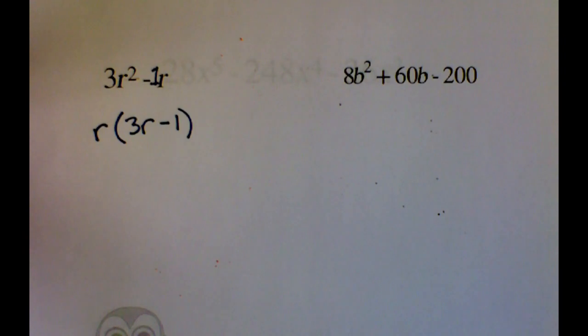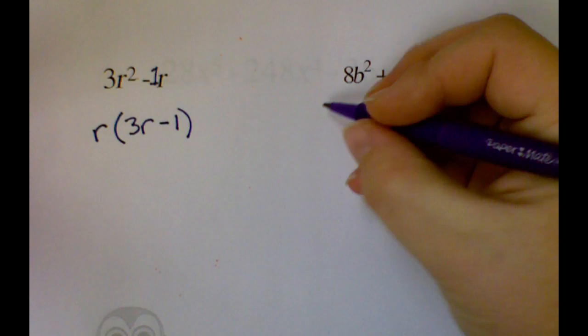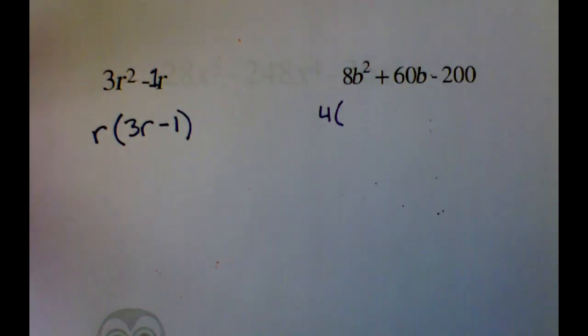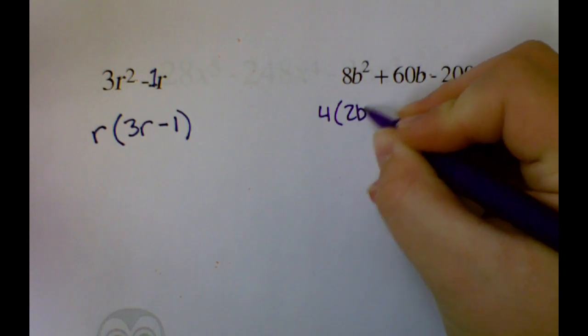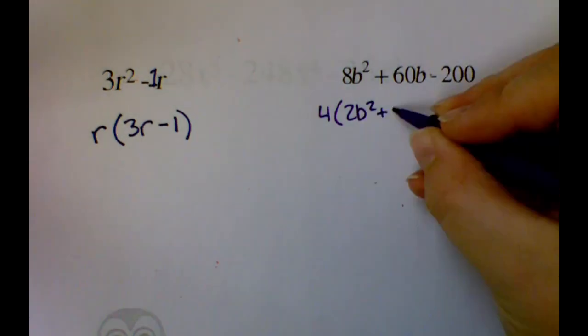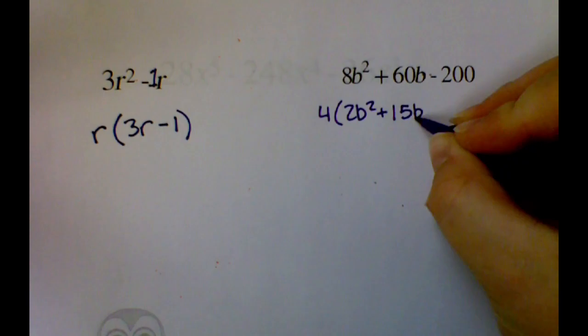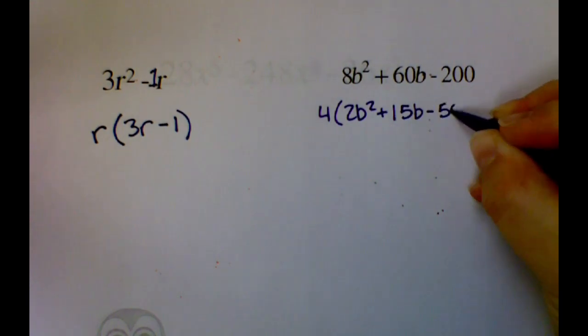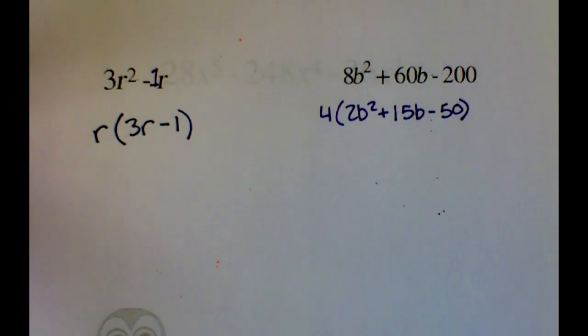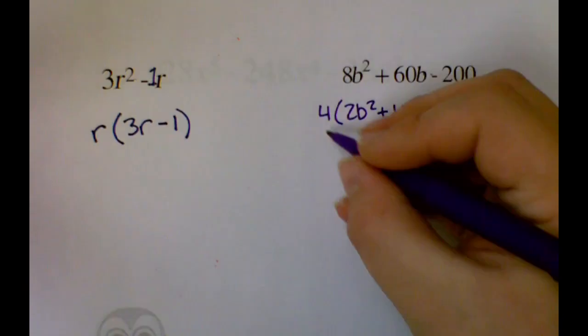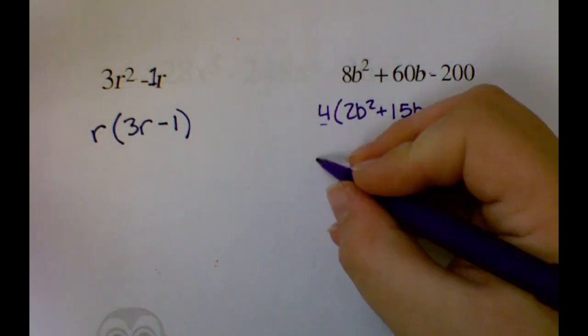All right, next up we have 8b squared plus 60b minus 200. Well, I know all three of those numbers are even, so I know there must be a GCF. And actually, it's not just 2, it is 4. So I can take a 4 out of each of those terms. So I'm left with 2b squared plus 15b minus 50. All right, now remember this 4, your GCF, comes along for the ride.